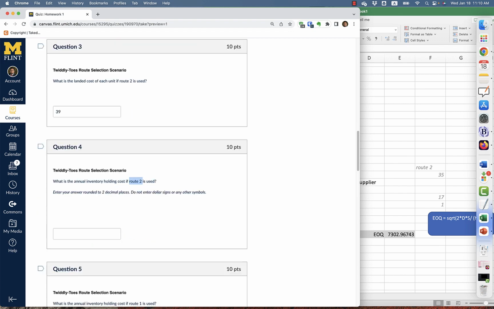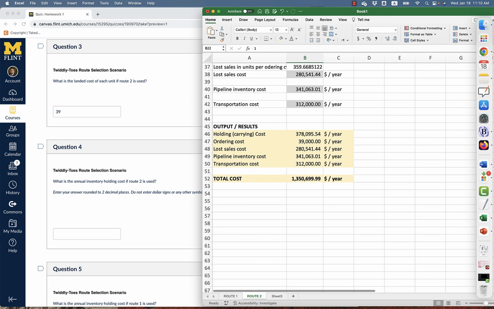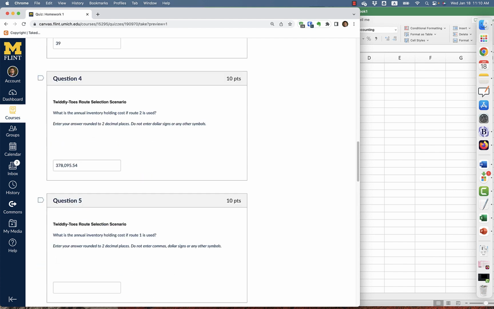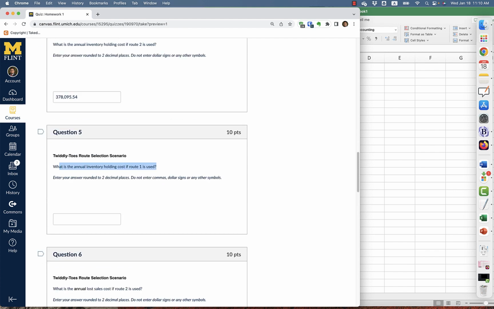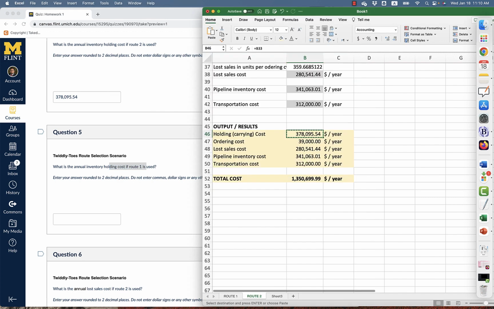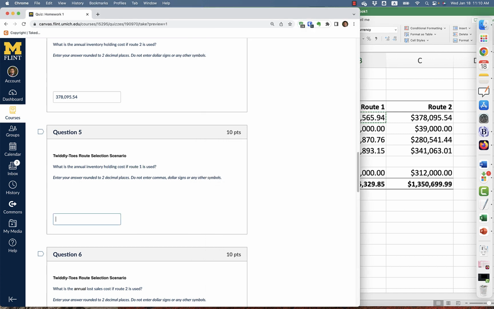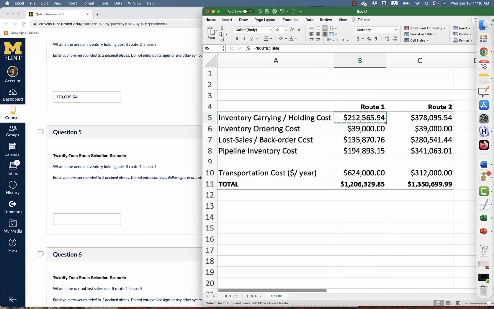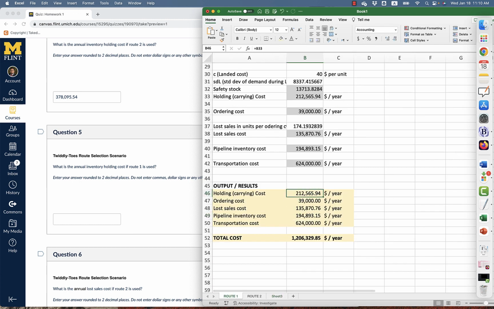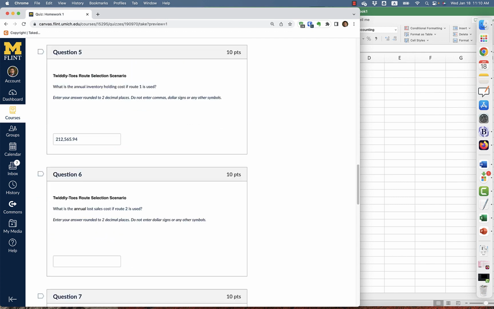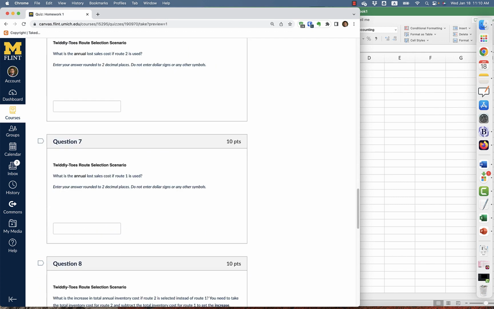What is the annual inventory holding cost if route 2 is used? Simple. Come down here. Annual holding cost dollar per unit is this value right here. Copy and paste. Okay. Annual inventory holding cost if route 1 is used. We can just use the table to easily copy paste. Route 1 annual inventory holding cost, copy and paste. Oh, it doesn't accept the dollar sign, so I'll just copy paste from here where I don't have the dollar sign. But if you have the dollar sign, you can always just type it out, just a few digits, right? And the same thing is to fill out the values. All of them are given.